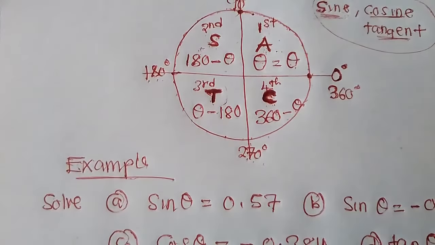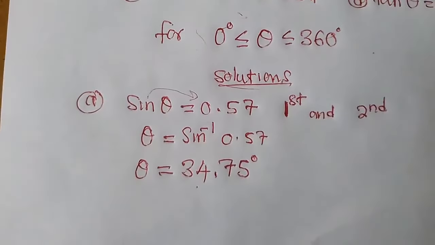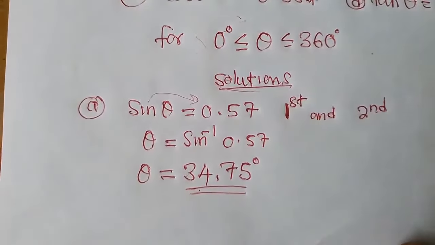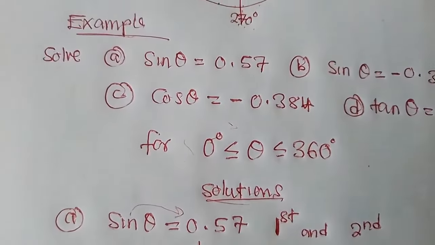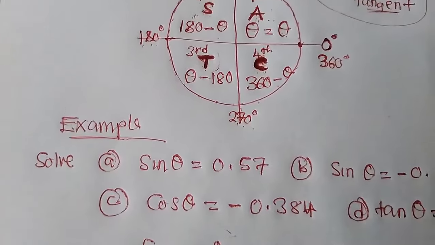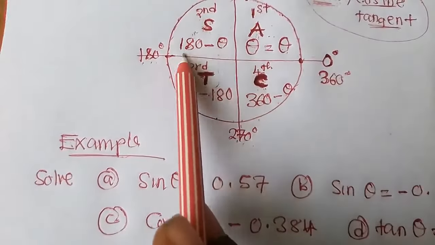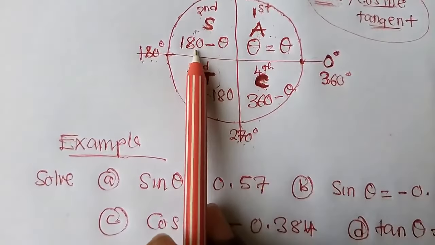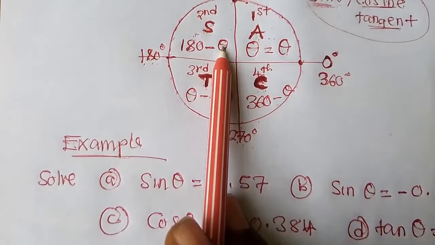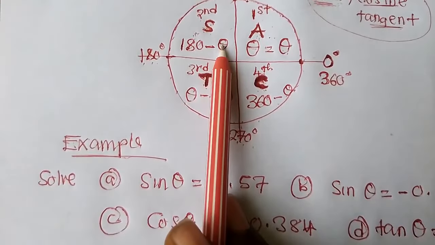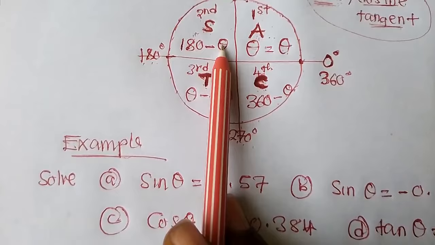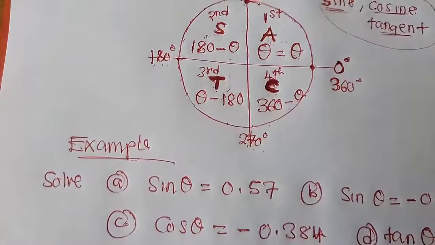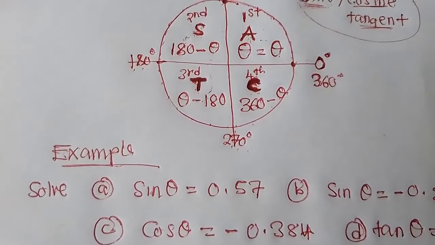So we proceed now. This is my first answer. But in the second quadrant, what did I say? In the second quadrant, you get this. You just say 180 minus theta. Theta is an angle. This is what we need to do, because here it is positive.